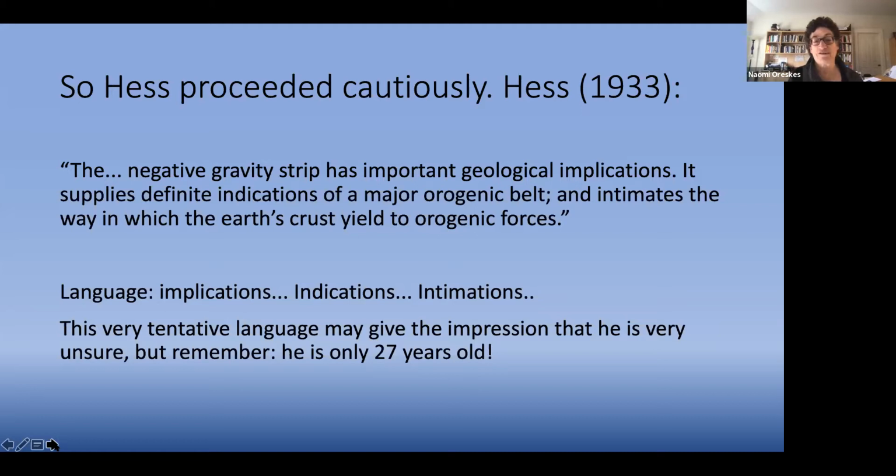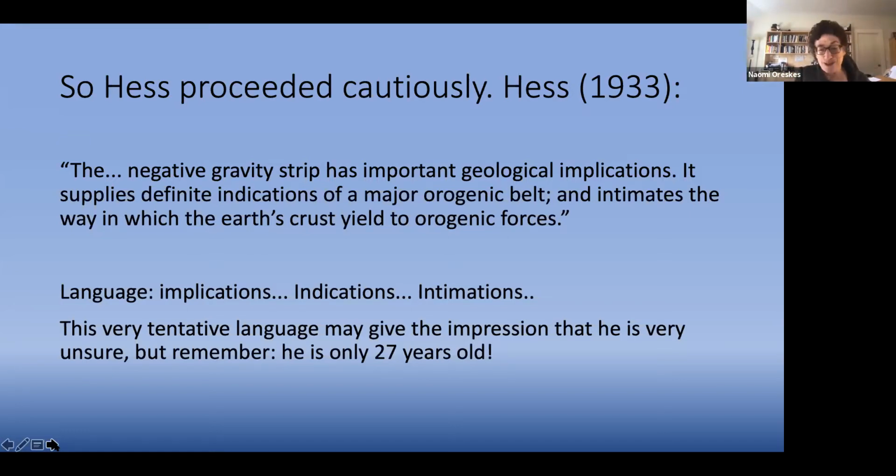This is very tentative language, and it may give the impression that he's very unsure. And by the way, I should say this comes from a published article. So when he's writing to Vening Meinesz in private, he's pretty confident that they're onto something big, both literally and figuratively. But when he speaks in public, he's much more careful.